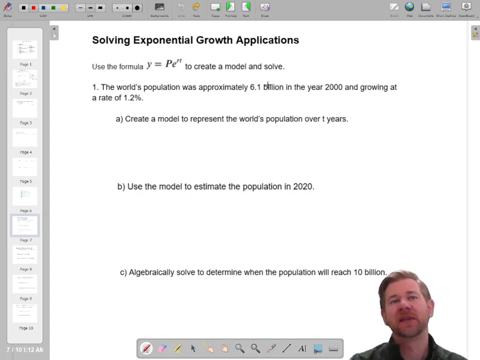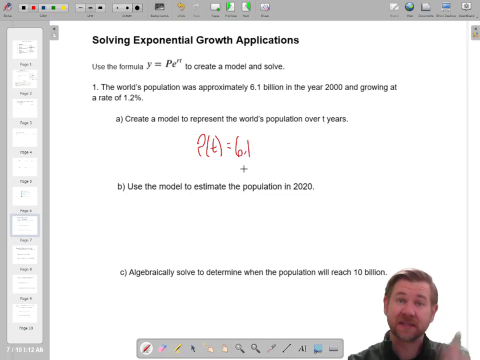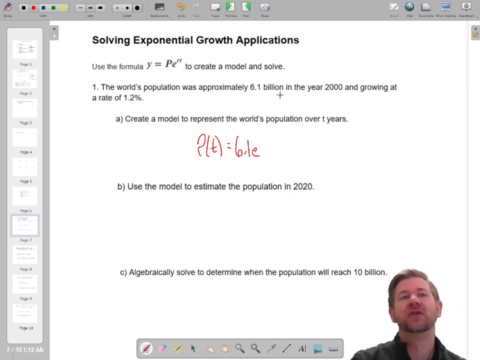It says the world's population was approximately 6.1 billion and growing at a rate of 1.2%. Create a model to represent the world's population. So I'll say P of t, P for population, and t for time. The principal here is 6.1. What we're starting with is 6.1. We'll just say it's in billions, so we know our answer will be in billions. And then it's e to the 0.012. That's the growth rate, and then t for time.